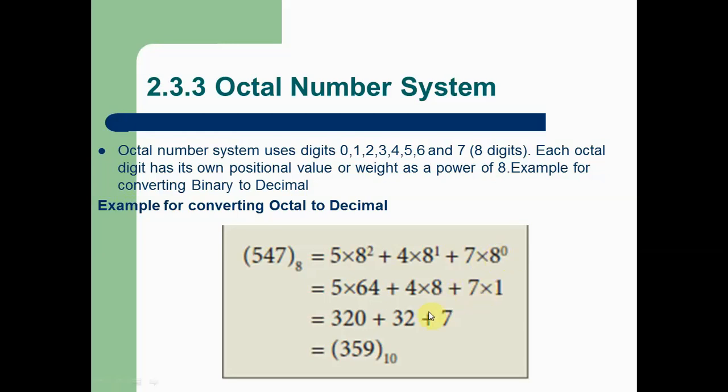So 1 into 7, 7, 8 into 4, 32, 64 into 5, 320. Finally we get the answer 359. So 359 base of 10. You should write the base of 10 here. So this is the equivalent number for octal 547.